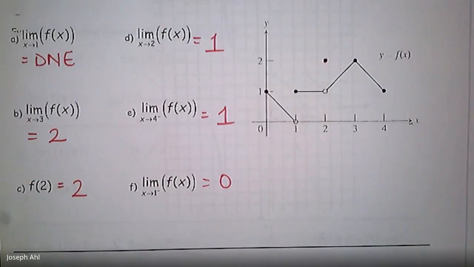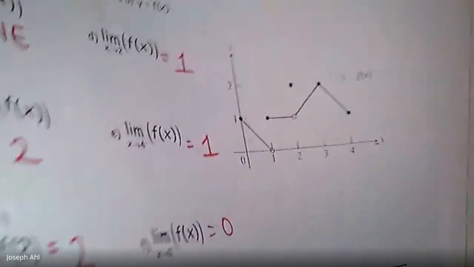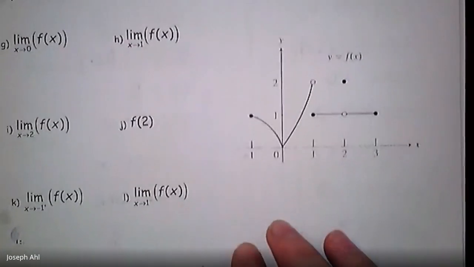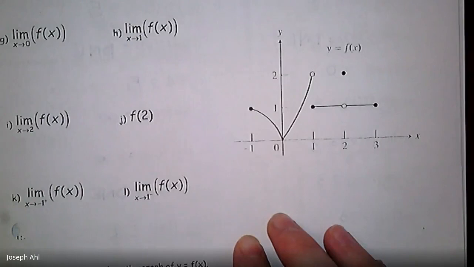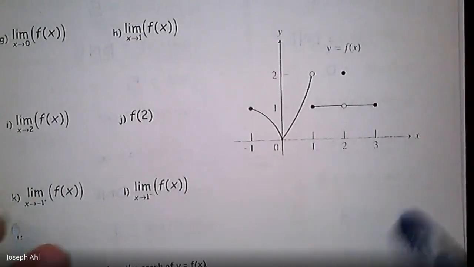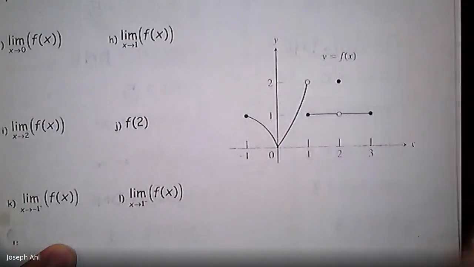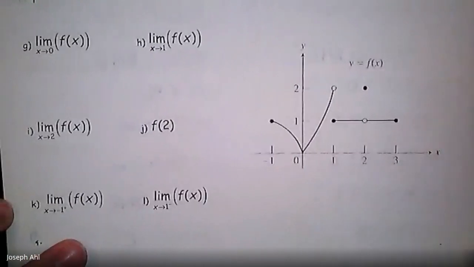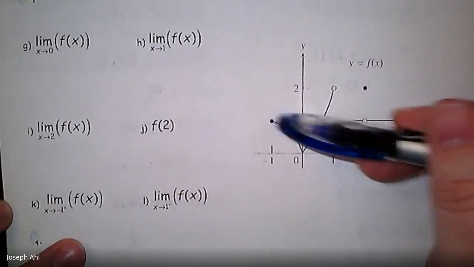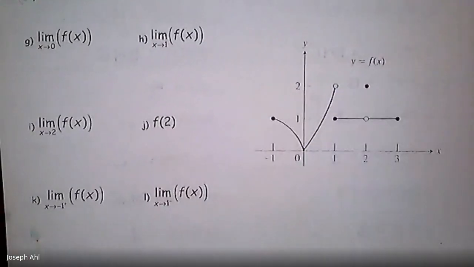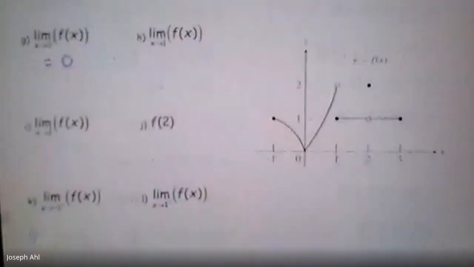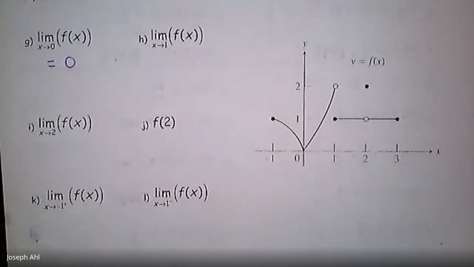We'll walk through one more together, the one at the bottom here. And then once we're done with that, you'll take a look at the last page. This graph right here is a different function. What's the limit as x goes to 0 of this function? Do the left and right hand limits match as we get close to 0? Yeah, from the left, from the right, we're getting closer and closer to 0. The y value there is also 0.